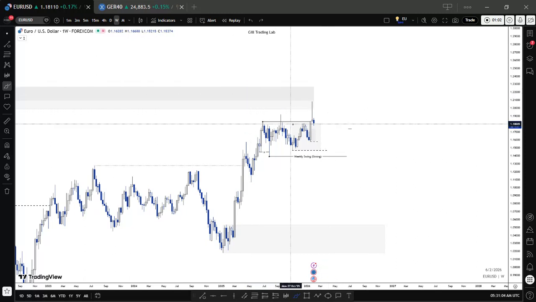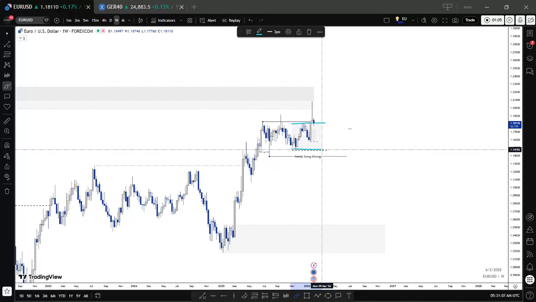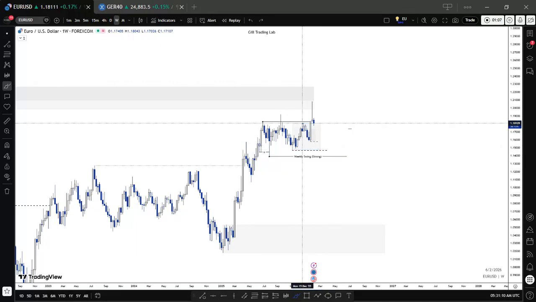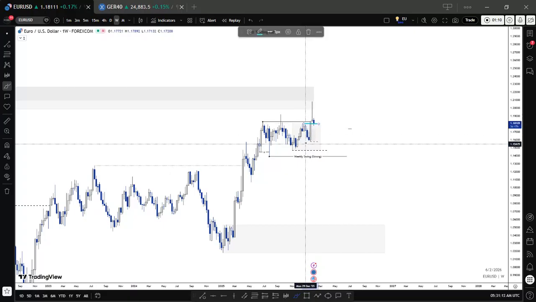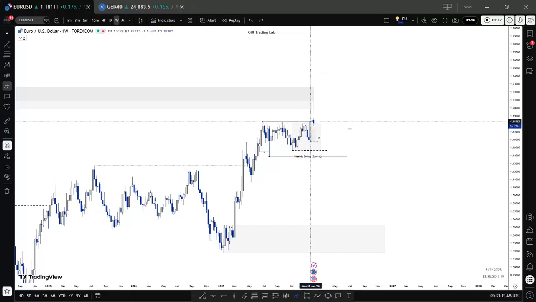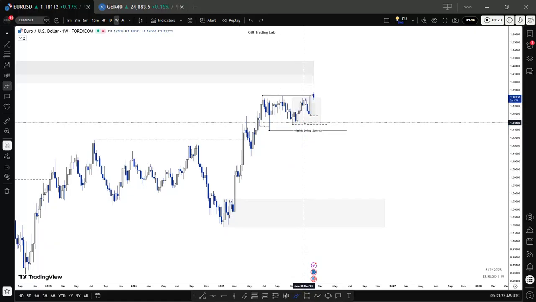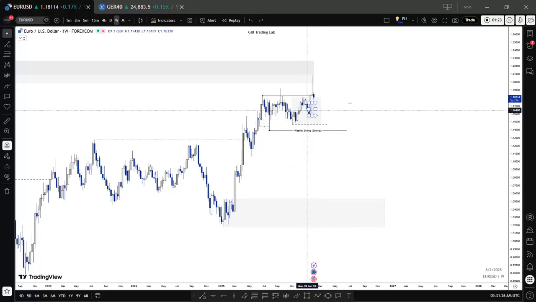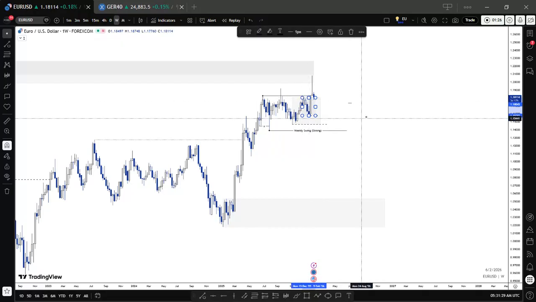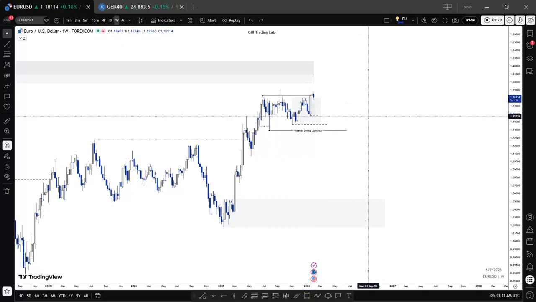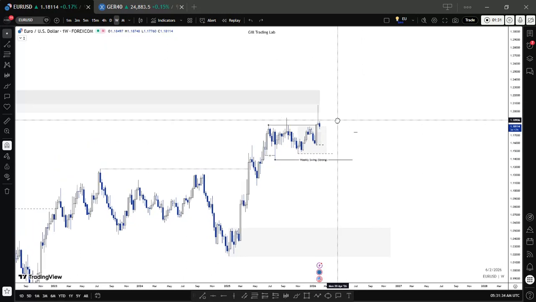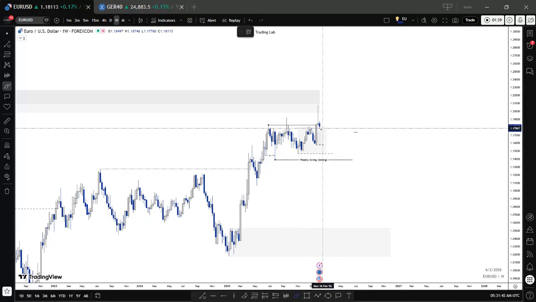So currently price has mitigated this monthly demand, and it has also mitigated this weekly demand. This is a weekly demand because if you can see, this thrust candle has broken and closed above all these candles here, meaning you can map the whole of this range like this as your demand. So price has mitigated monthly and weekly demand. So we can expect some bullish reaction from the mitigation of these zones.